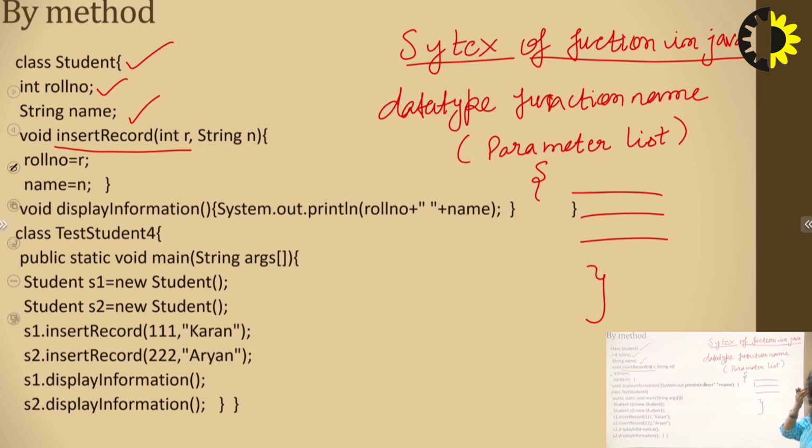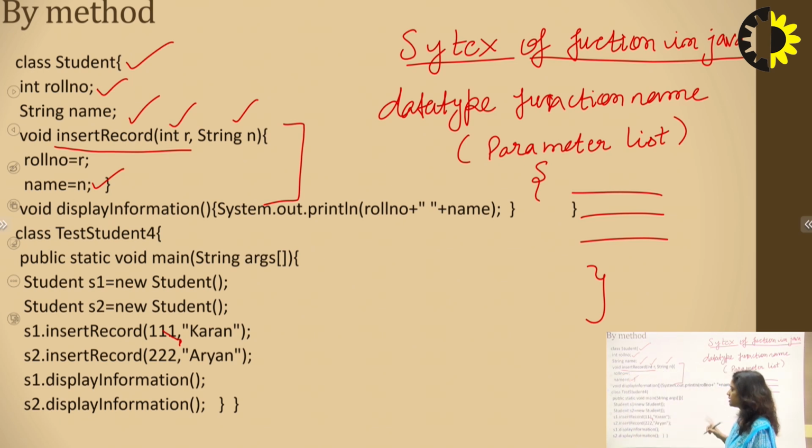So by using this syntax, we are creating one method in this class Student, with return type void, that is the data type of this method. The method name is insertRecord, and it has parameters int r and String n, of type integer and type string. And in the body of this method, we are passing the value of variable r to the roll number variable, and the value of the string variable is passed to the name variable of type string.